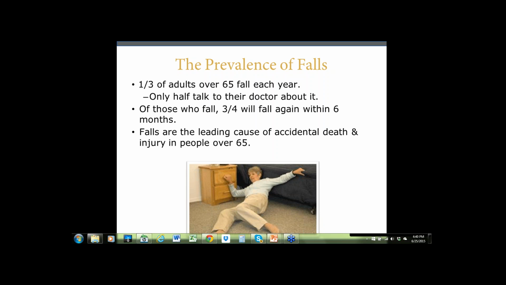Of those who fall, a really big deal is that about 50 to 75% of them are going to fall again within 6 months. So the falls really need to be a wake-up call to have a further intervention.